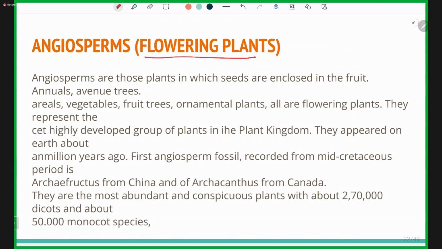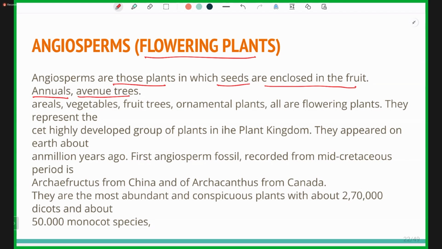We know that the flowering plants we usually see around us are the angiosperms, and they are mainly grown because of their ornamental value. The flowers which they produce look beautiful. That is the main reason why they are grown. Angiosperms are those plants in which seeds are enclosed in the fruit, such as annuals, avenue trees, vegetables, fruits, ornamental plants, and all other flowering plants.